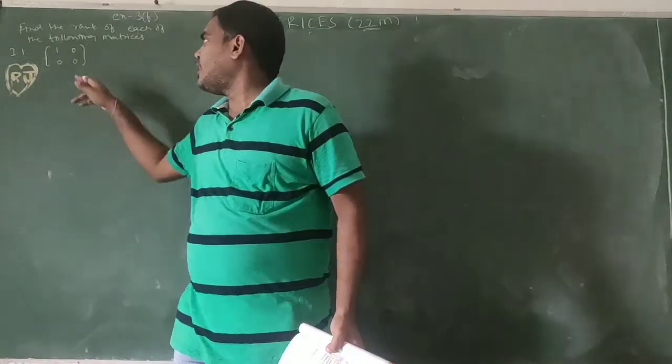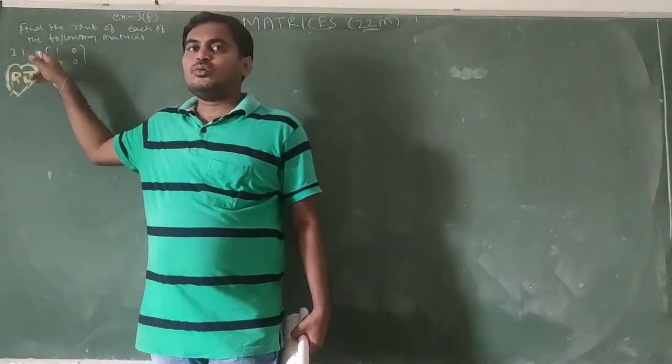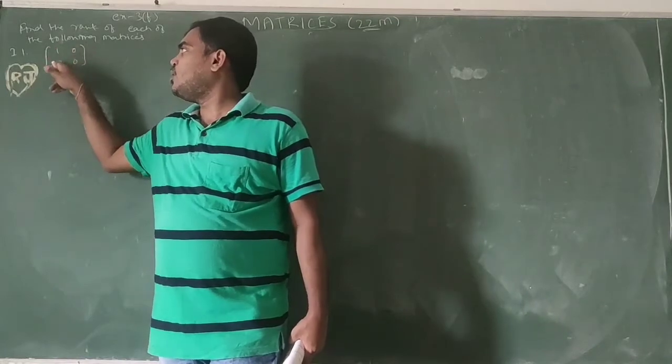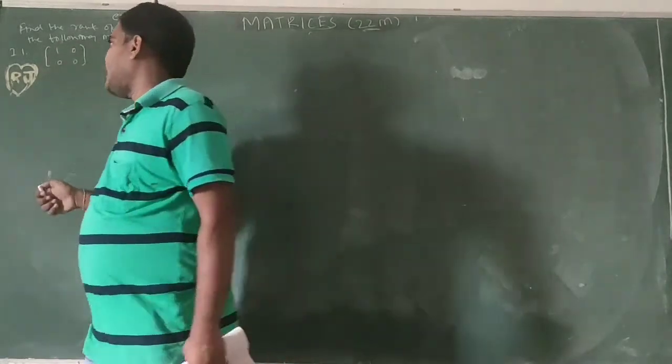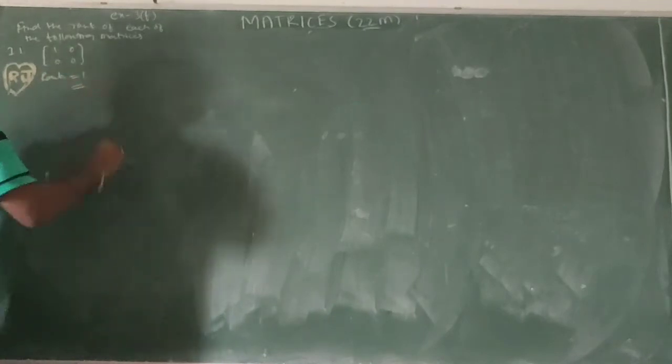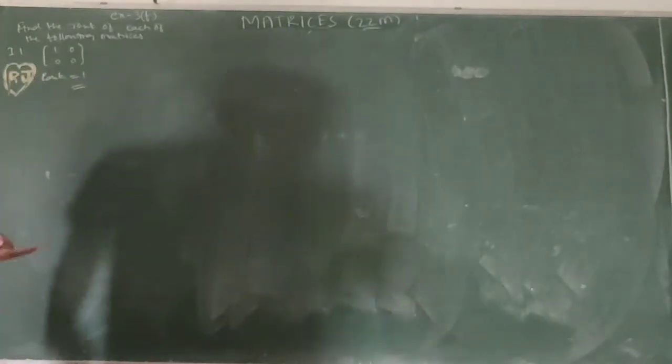So already it is in the equivalent form. The second row is entirely 0. The first row is not a 0 row. So rank equal to 1 directly. No need to do anything.